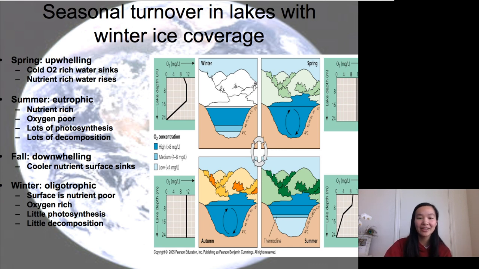And then in the summer, the lake is considered eutrophic, which means nutrient rich. The lake in the summer is characterized as being nutrient rich and oxygen poor, because you've got a lot of photosynthesis happening and a lot of decomposition happening, so it's thriving.